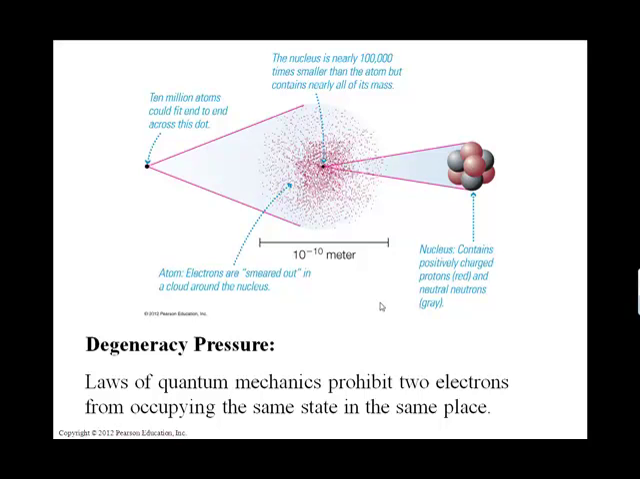And according to quantum mechanics, just like it says down here, no two electrons can exist in the same state at the same place.